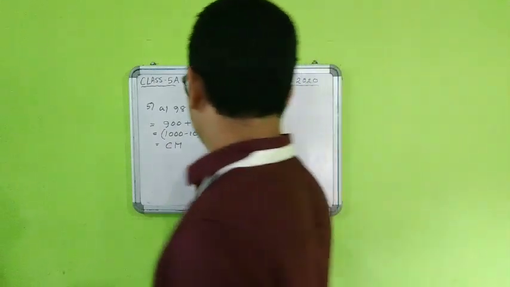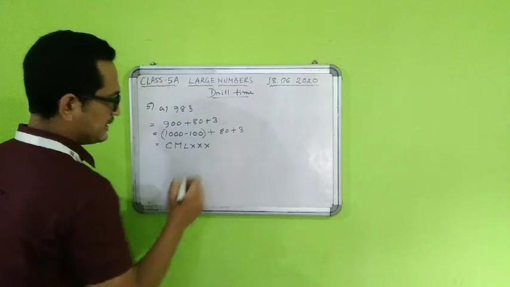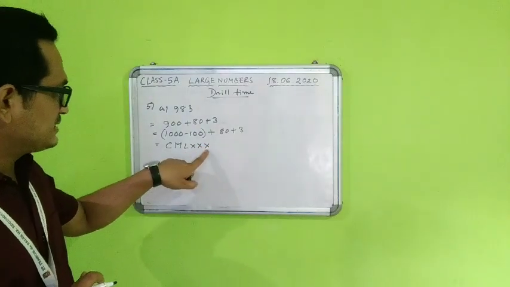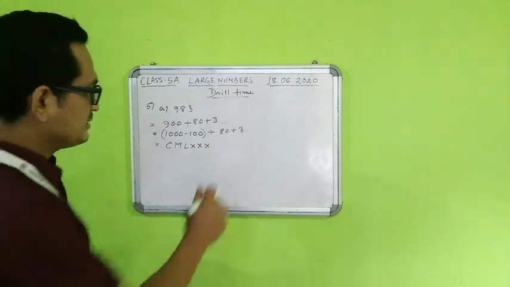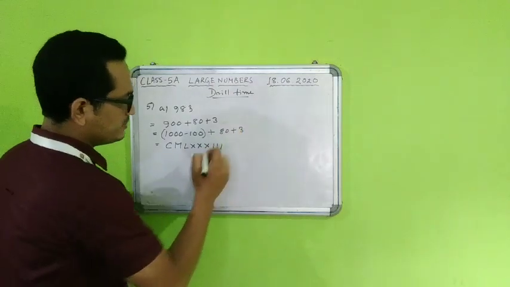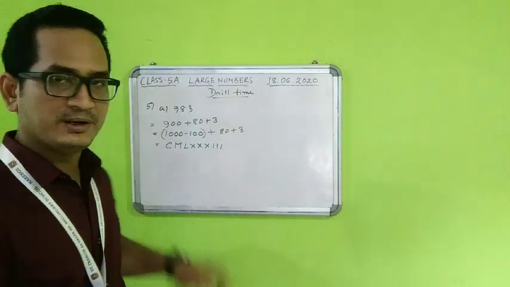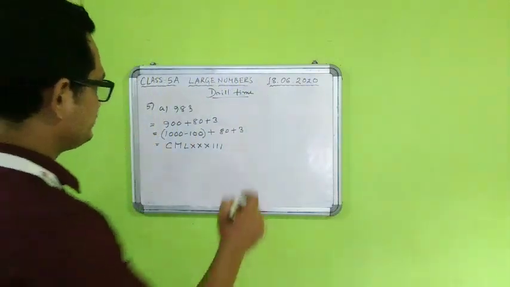Fine. Now 80 we can write as L, X, X, X. Because L means 50 and X means 10, 10, 10. That is 50 plus 30, it is 80. And 3, of course, you have to put III. So that will be the number in the Roman numeral. Fine. The next question is number B, 804.